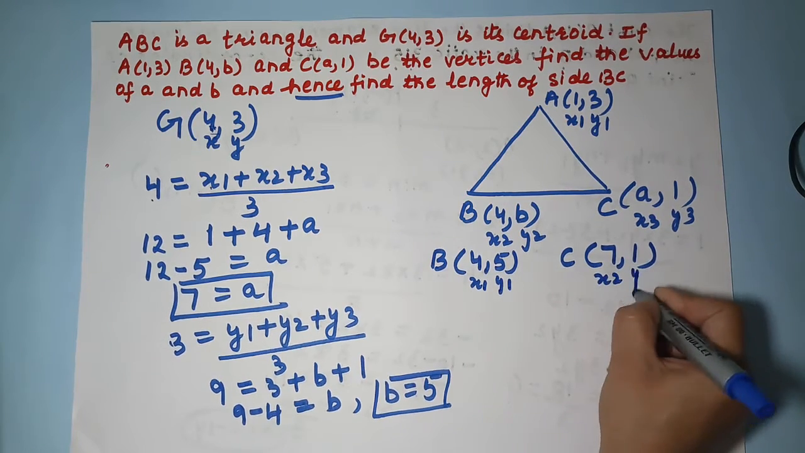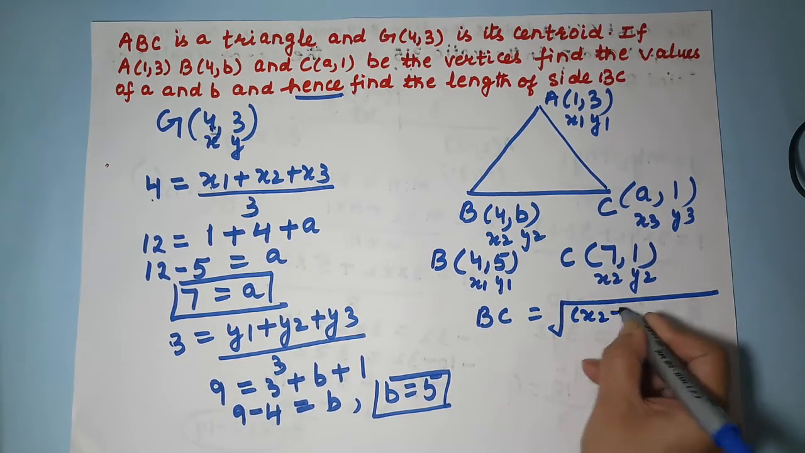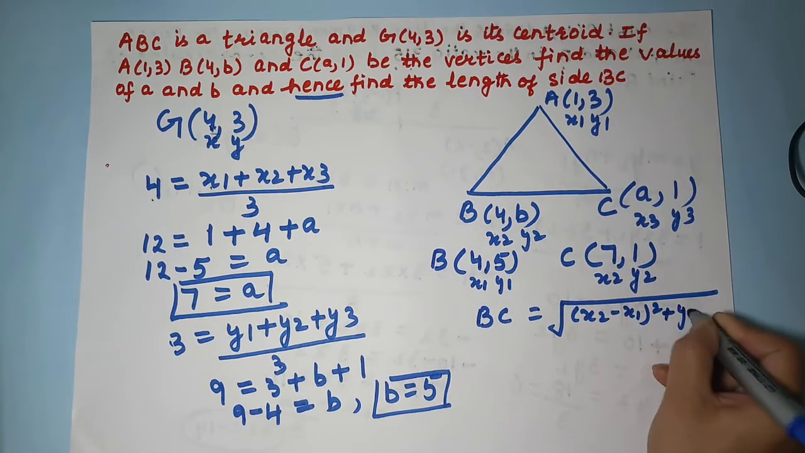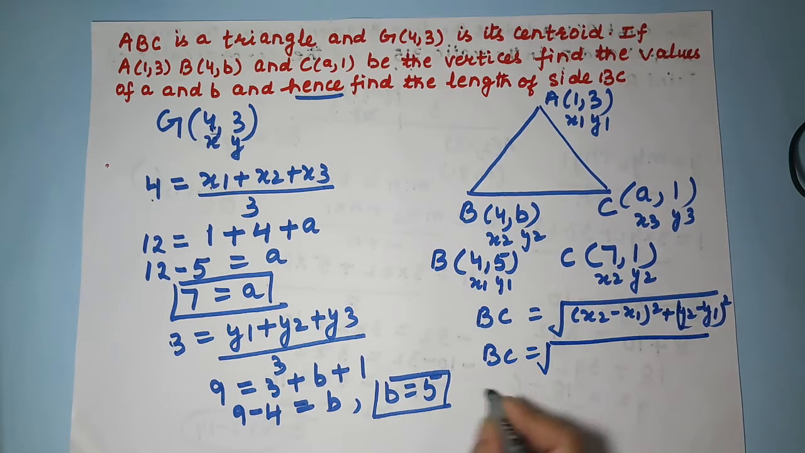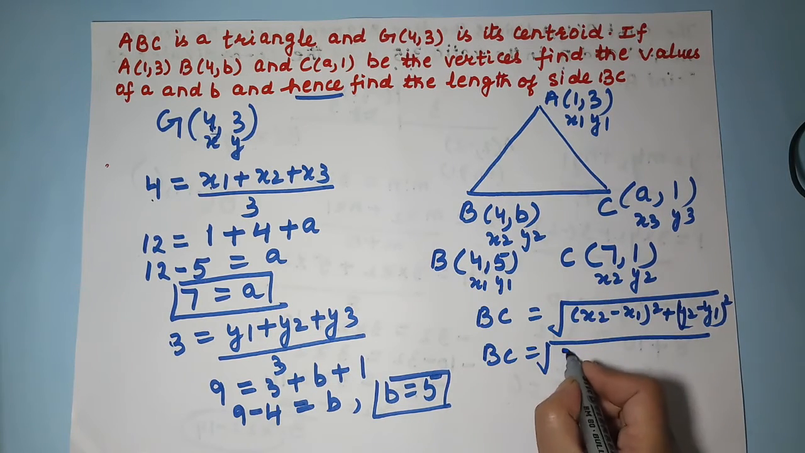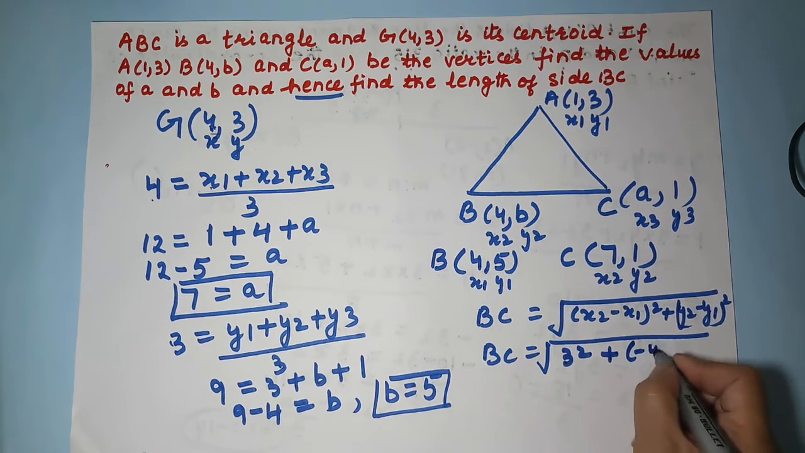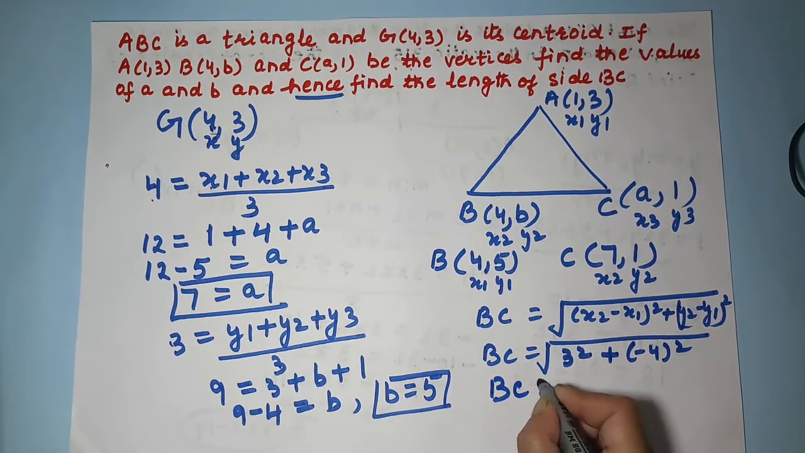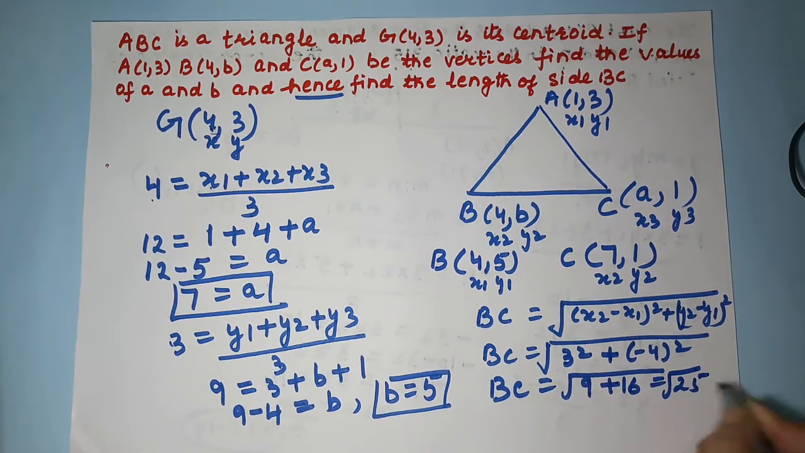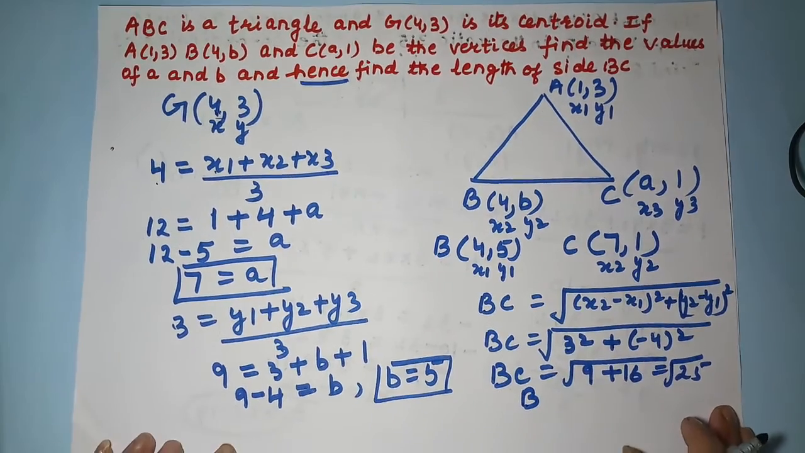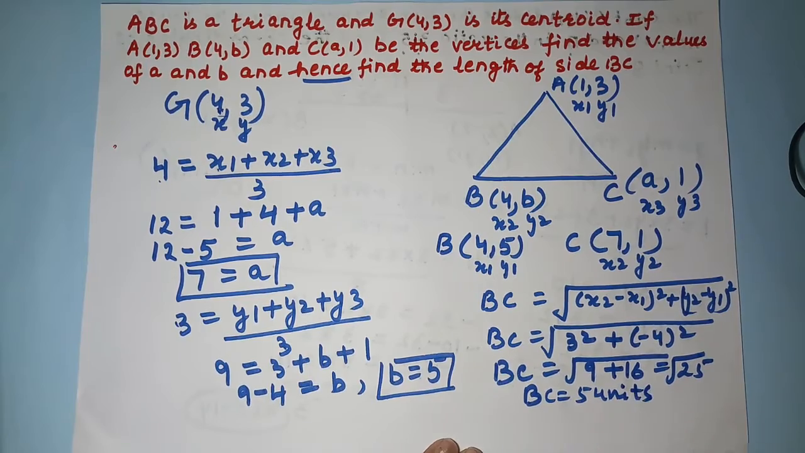This becomes my x2, y2. I can calculate the length BC as under root of (x2 minus x1) whole square plus (y2 minus y1) whole square. So my BC is equal to under root of, what is my x2? 7 minus 4, which is 3 square, plus y2 minus y1, 1 minus 5, which is minus 4 whole square. So my BC is equal to 9 plus 16, which is under root of 25. So BC becomes 5 units, right?